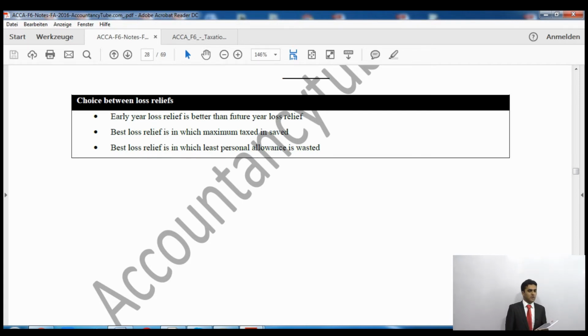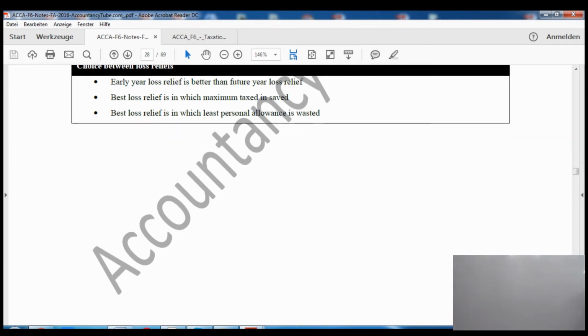Another thing is that you must waste the least amount of personal allowance if you are going to waste any at all. First preference would be that we will try not to waste any personal allowance, because personal allowance will be saving some huge amount of tax anyway. So we'll try not to waste any personal allowance. But if we have to, then we'll try to waste the least amount of personal allowance.